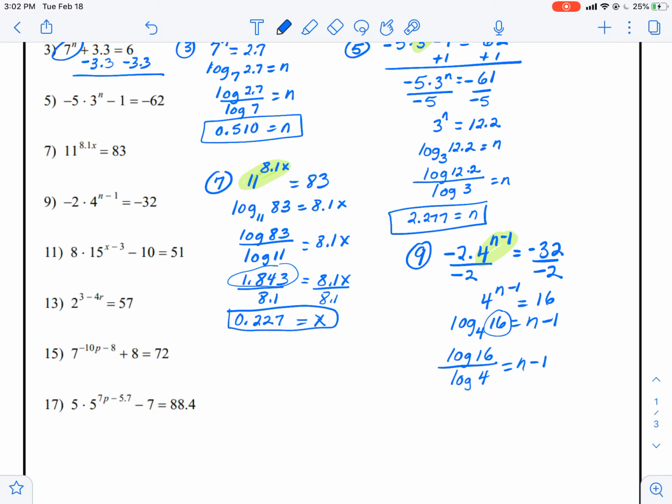So the log of 16 divided by the log of 4. That is 2. Probably could have done that in my head. And then move your 1 over. So in this case, n is 3. Now, one thing I didn't mention, because you can definitely always go back in and check that value. You can just run in your calculator negative 2 times 4 to the 3 minus 1 and see if you get a negative 32. So these can be checked. It's not a bad thing to go back in and do.